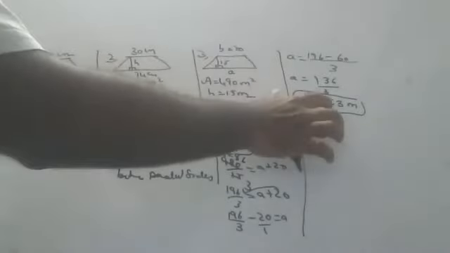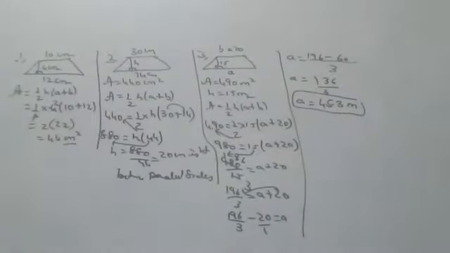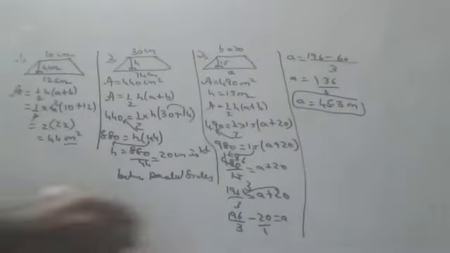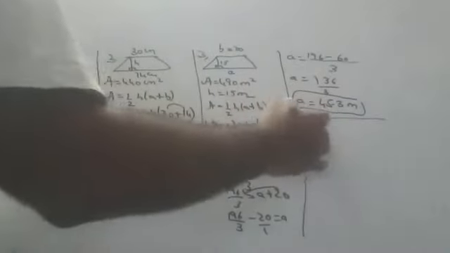So, children, simple. This is A and this is B. B is given as 20 because this is the bigger one. That's very easy, children. According to the question, we have to do the sum. One more sum. Those who want, please check.